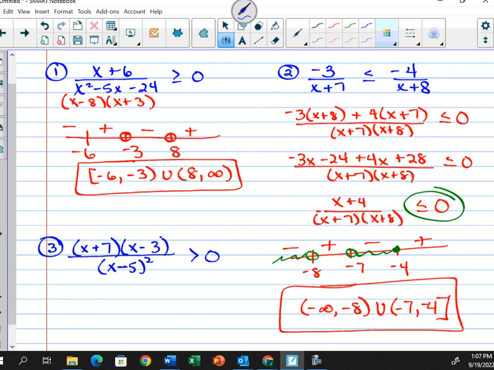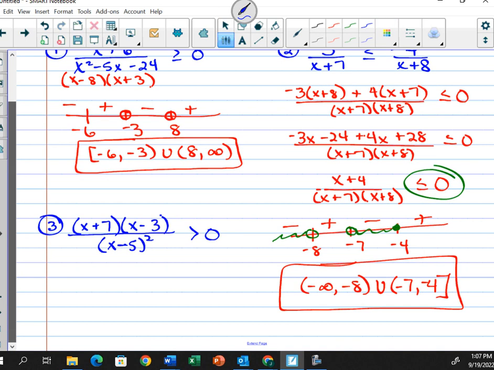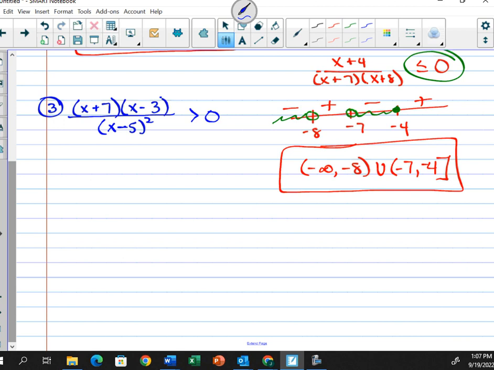It's actually easier than the last one because you already have a 0 over there. There's no denominator drama. You just have to understand multiplicity.